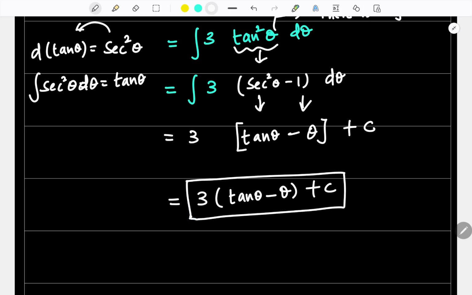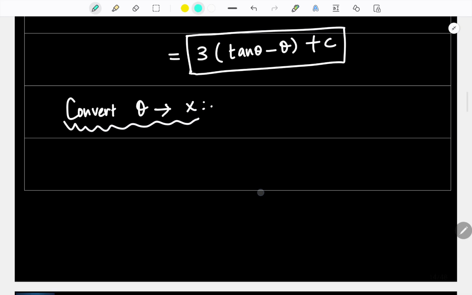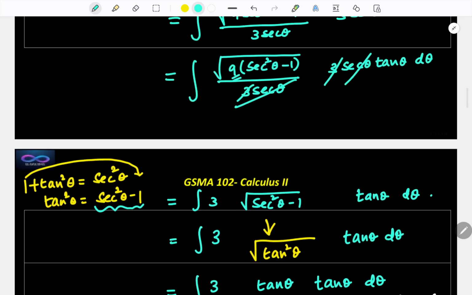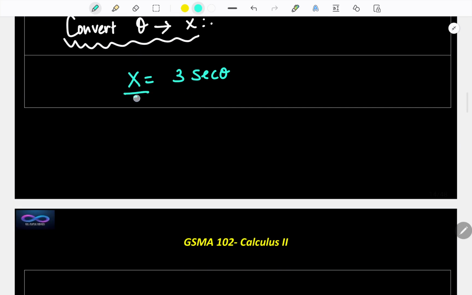I wrote the same answer again. But is this going to be your final answer? No. What you need to do is convert theta in terms of x. That is the next step. For this, we are going to take which equation? x equals 3 secant theta. Am I right? Let me check. 3 secant theta, yes. So divide by 3. So x by 3 is equal to secant theta.